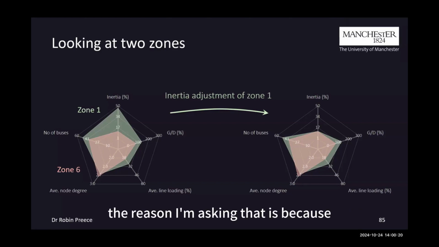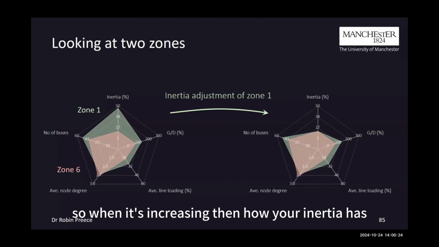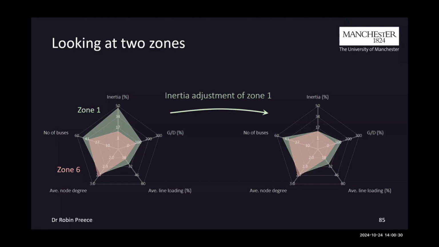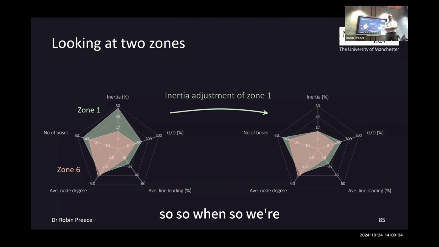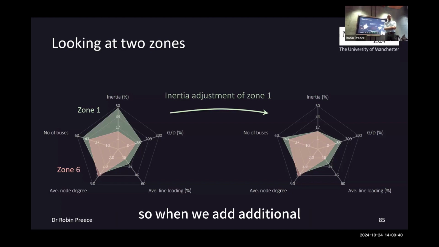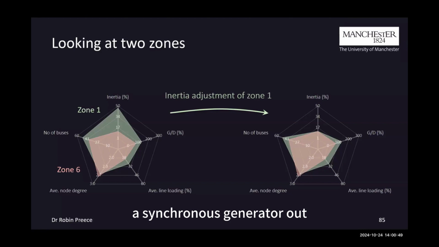The reason I'm asking is because you have the renewable penetration increasing, right? So when it's increasing, your inertia will drop accordingly. So we're displacing synchronous generators. So our loading in the system is staying the same. So when we add additional renewables, you took one out, right? You took a synchronous generator out.